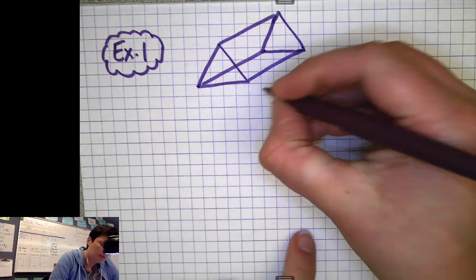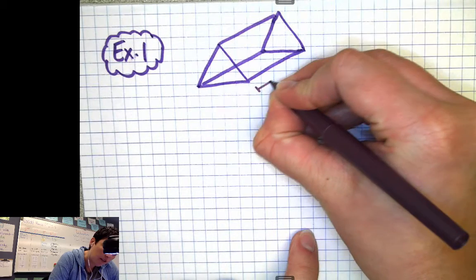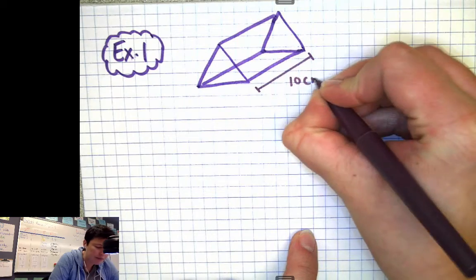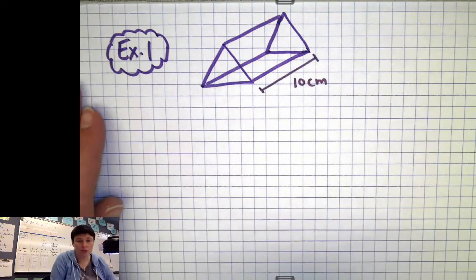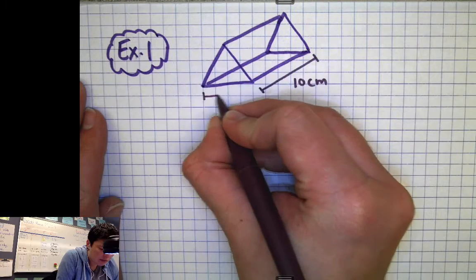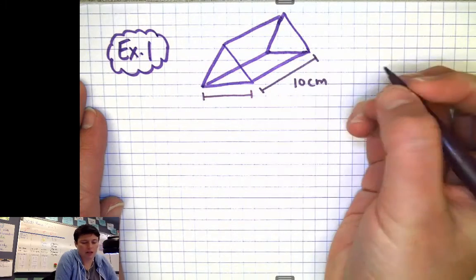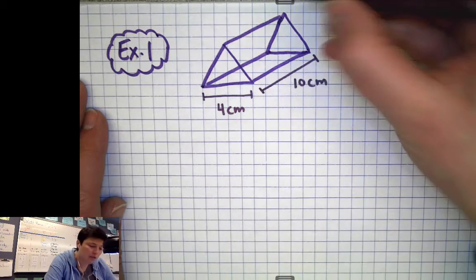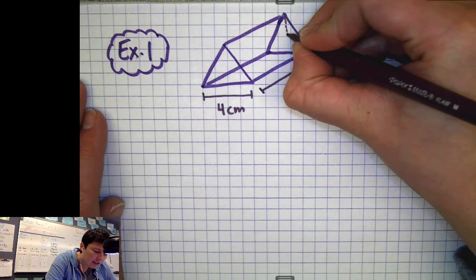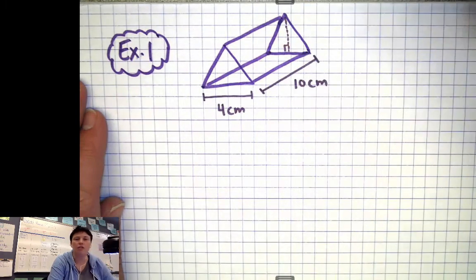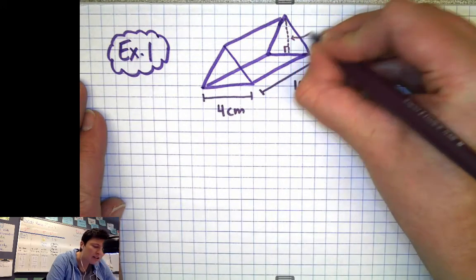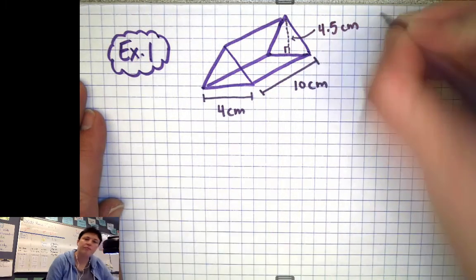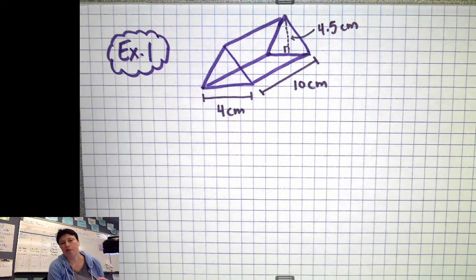So let's say that someone came in and told us the length of this object from here to here measures 10 centimeters. We're also told that the front part of this object, from here to here, measures a distance of 4 centimeters. And if I drew a dotted line and made a 90-degree angle, that line right there measures a distance of 4.5 centimeters. And that's all I know about my prism, is those numbers.